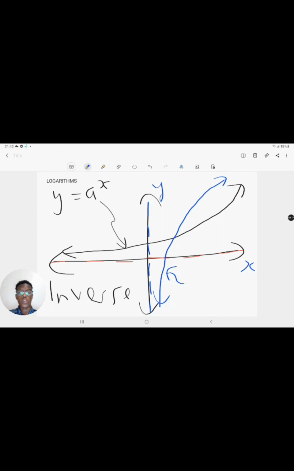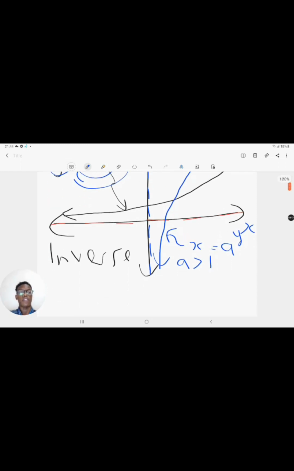We established that in order to find the inverse of any function, you just switch the variables. Your x becomes your y and your y becomes your x. So the equation of this graph is x equals a to the power of y, and a is greater than 1. This is what we established in different videos. You can look up the videos about inverse functions and exponential functions if you would like to recap, if none of this makes sense.